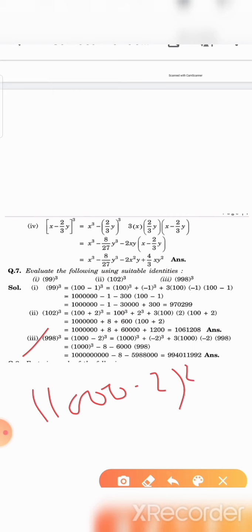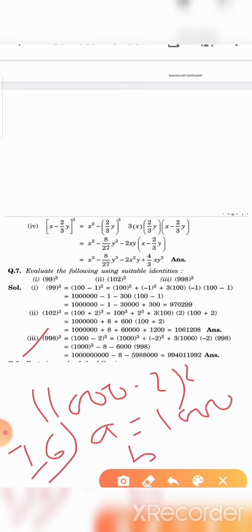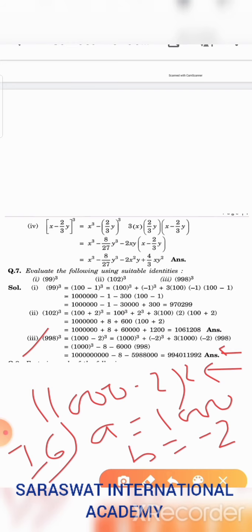So again we use identity number 6. Comparing the term, we get a is equal to 1000 and b is equal to minus 2. And substituting in whole cube of identity number 6 RHS, we get this step. Simplifying and adding, subtracting, lastly we get the answer. You have to multiply properly and solve this in the proper way. Here we use only identities for finding the cube.